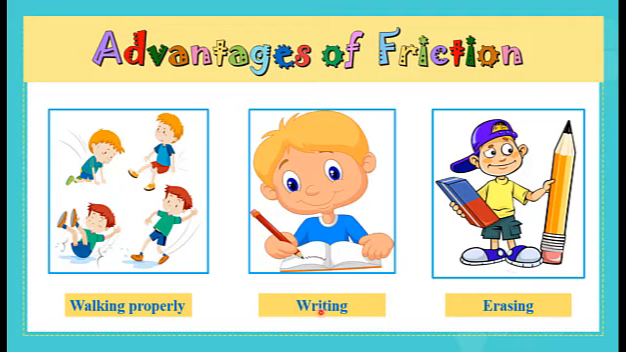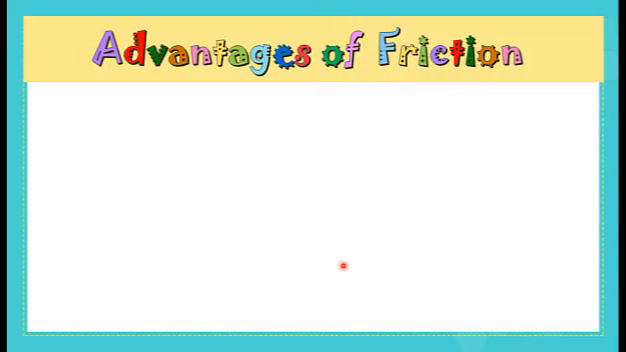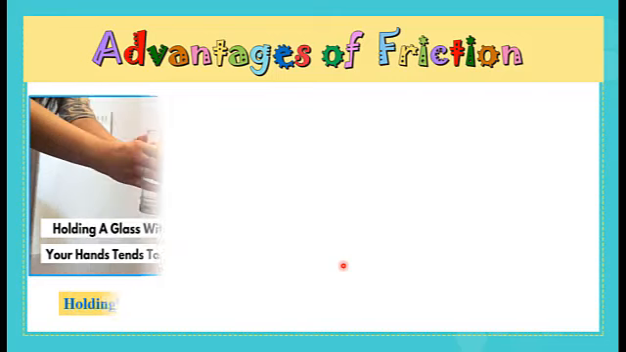For example, writing with a pencil requires friction. You could not hold a pencil in your hand without friction. It would slip out when you try to hold it to write. More advantages of friction.